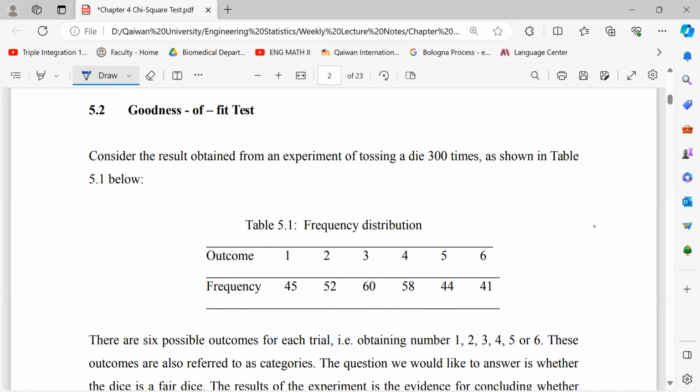Now, in throwing a dice, we have 6 possible outcomes. We either get 1, 2, 3, 4, 5, or 6. We just get these 6 outcomes in throwing a dice.